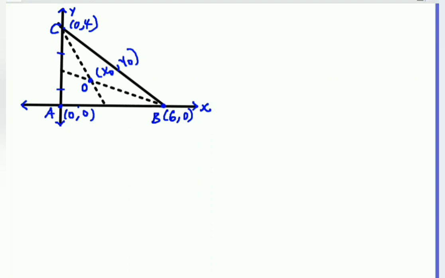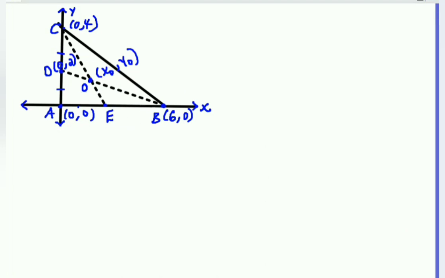So A to C will have a median somewhere here. Call this point D. This point D is the midpoint of A and C, so its coordinate becomes (0, 2). And you can also give some point here E, but for now we don't need to know this E.